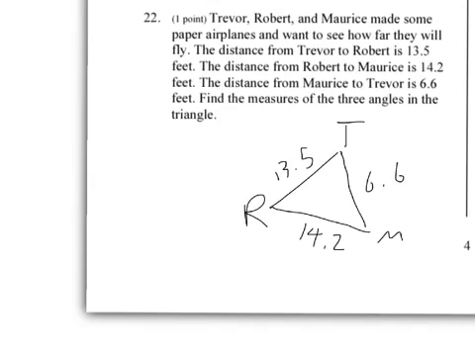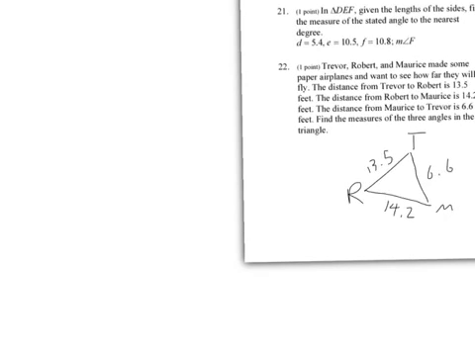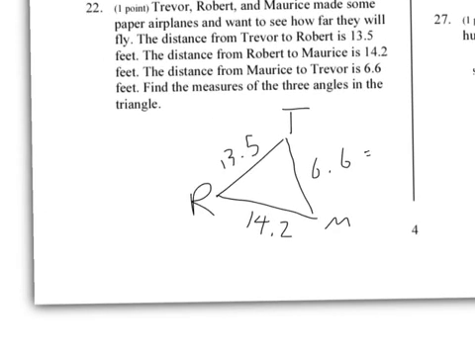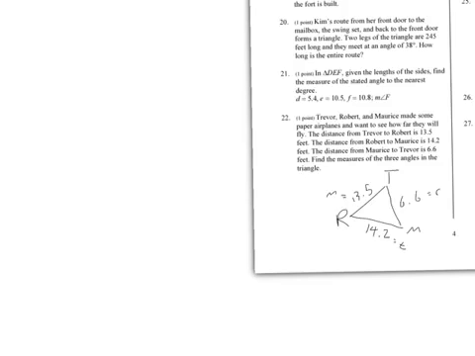They want us to find the measure of the three angles in the triangle. So they want these three angles. Well, we have three sides, so we can find three angles using the law of cosines. So here's how we would set this up. Let's zoom in real quick. I'm going to call this little r, this little m, and this little t. And let's just say we're going to solve for angle r first.